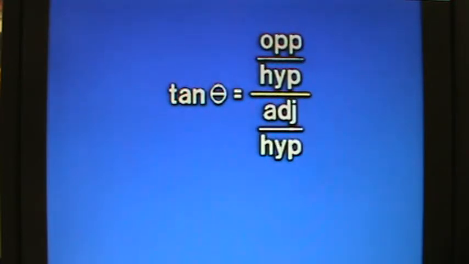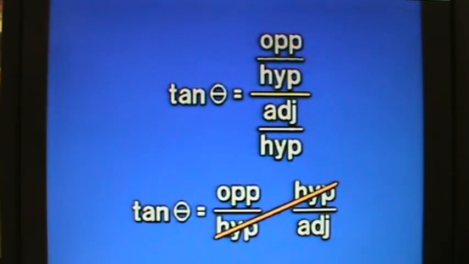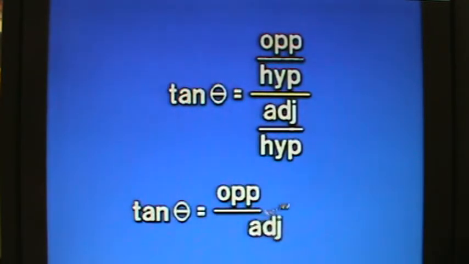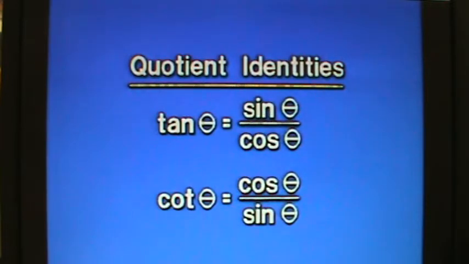Now we have a complex fraction. We can consider this to be the top fraction divided by the bottom fraction, or simply rewrite it like this. Of course, when we're dividing fractions, we multiply by a reciprocal, and here we notice a nice cancellation. So tangent theta becomes opposite over adjacent. And that's the way we understand tangent theta. It is opposite over adjacent, and the identity is verified. In a similar way, of course, we could verify cotangent theta, or just understand that the cotangent is the reciprocal of tangent, and therefore it is cosine over sine.